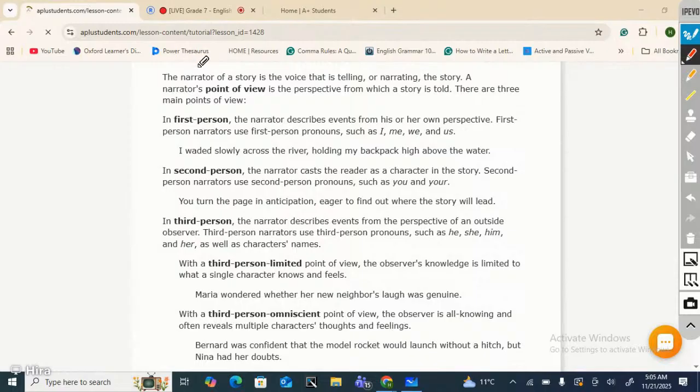The narrator of the story is the voice that is telling or narrating the story. So, who is the narrator of a story? It is that person that is telling or narrating the story. A narrator's point of view is the perspective, or the voice, from which a story is told.